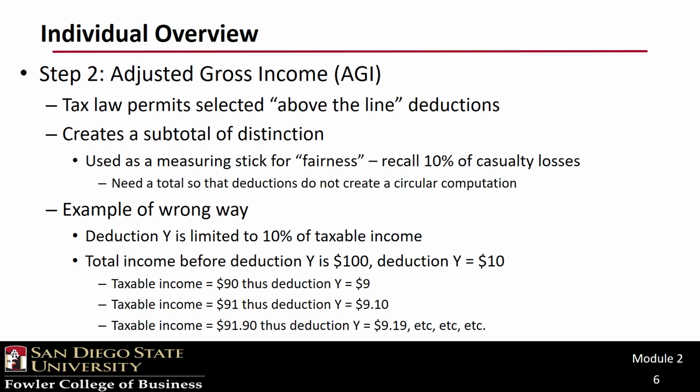If you recall back when we discussed fairness and ability to pay, we considered a deduction for a casualty loss, and we noted that the tax law used a floor of 10% of AGI to determine whether or not the casualty was large enough to warrant a deduction. This is the very same AGI we talked about then. The taxable income needs a subtotal like AGI in order to avoid circular computations. For example, if the casualty loss were limited to 10% of taxable income, then taxable income would be dependent on the casualty loss deduction, which is dependent on taxable income, which is dependent on the casualty loss deduction, etc., etc.